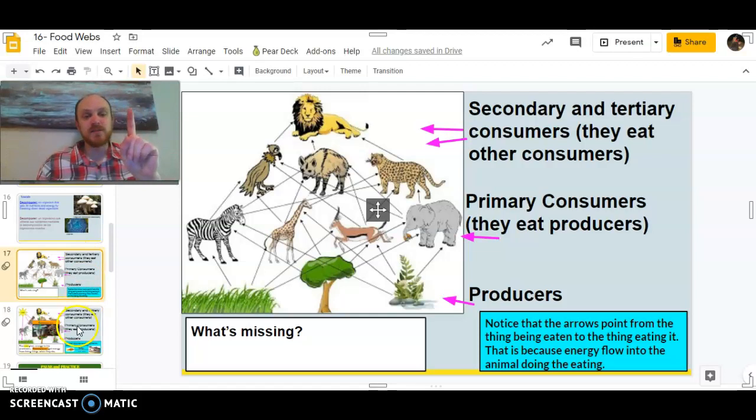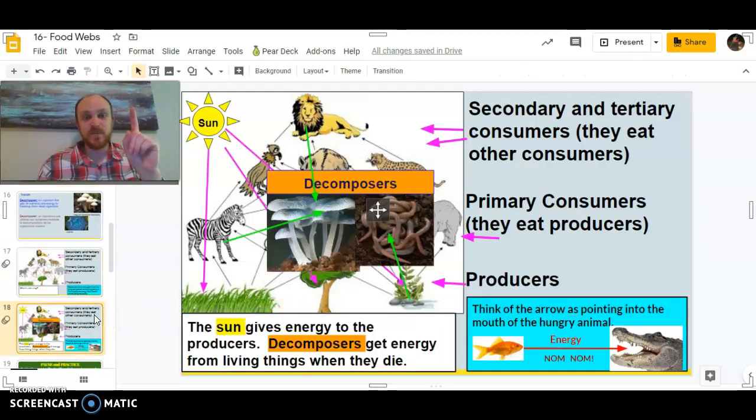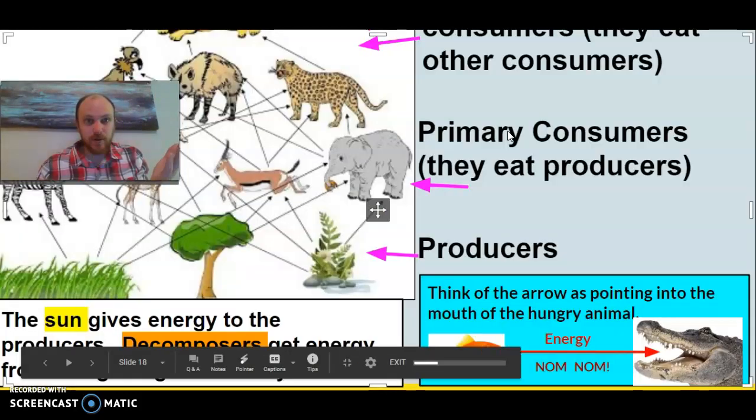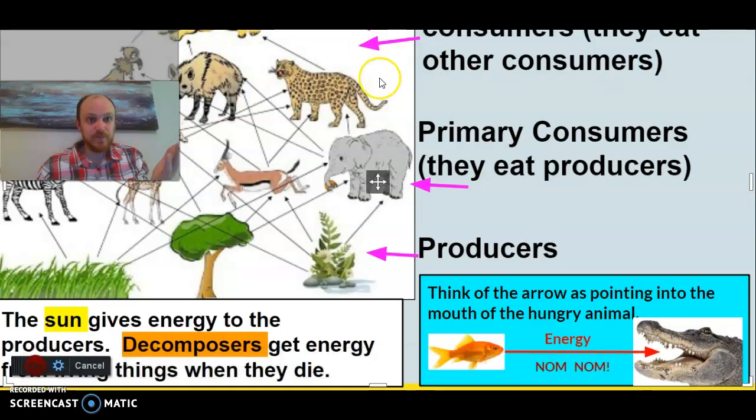But look at this box. What is missing? Pause and answer what's missing. There's two things missing. There's the sun. The sun gives the energy to the producers. Oh, I wonder if I do one of these, will it help? Yes, if I extend it, I hope you can see that. So the sun gives its energy to the producers.